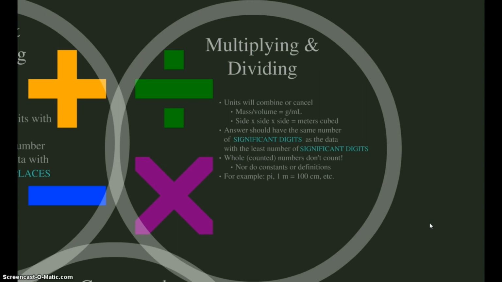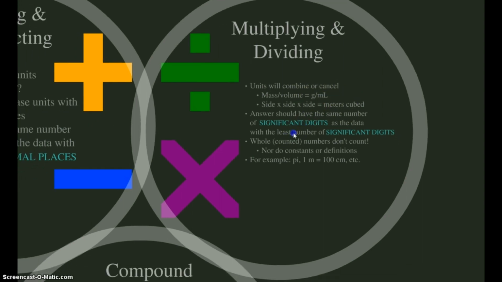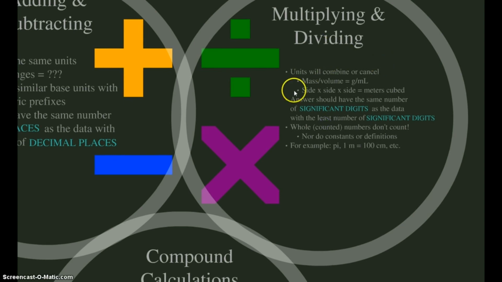Multiplying and dividing is a little bit of a different animal, okay? So in this case, your units do not need to be the same. In fact, a lot of times they're not going to be the same, but they'll combine or they'll cancel out, okay? So our units will not be the same necessarily, but they combine. They don't just disappear necessarily.